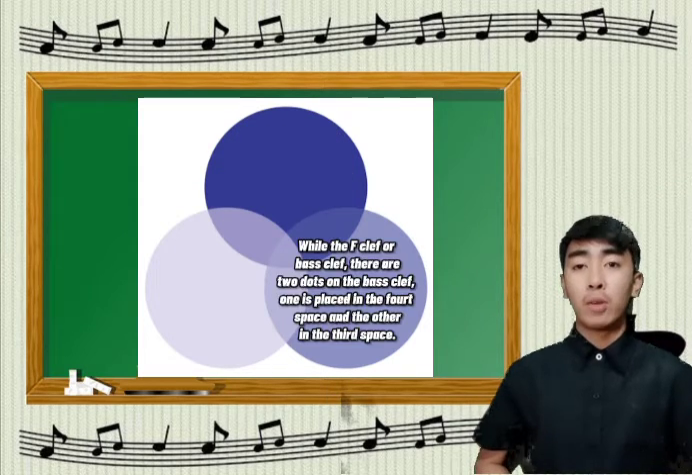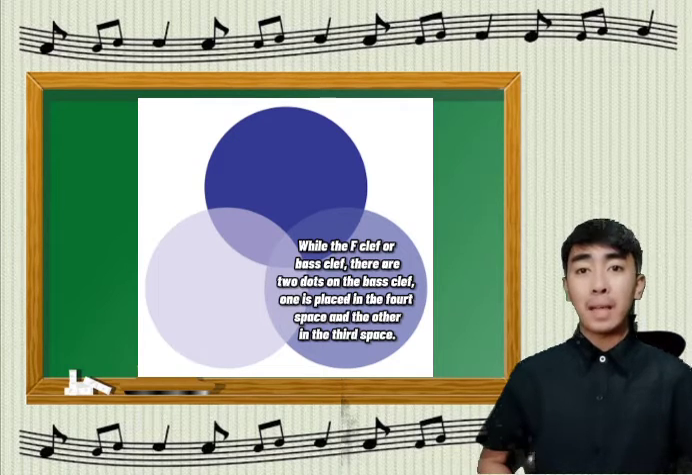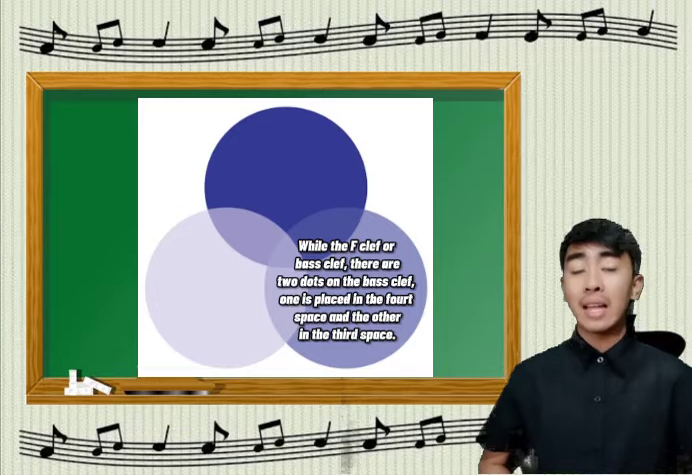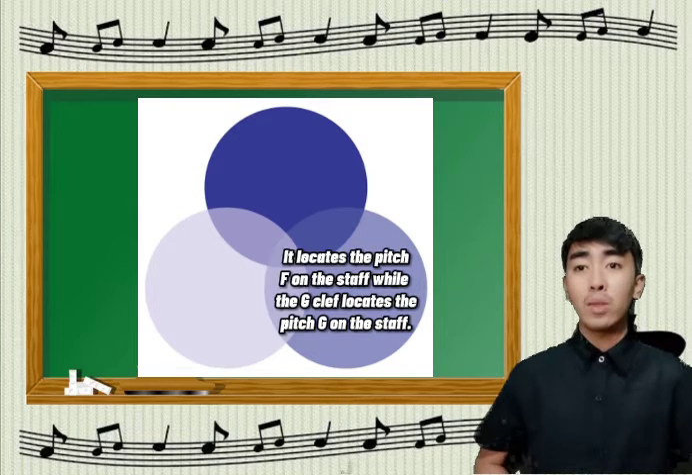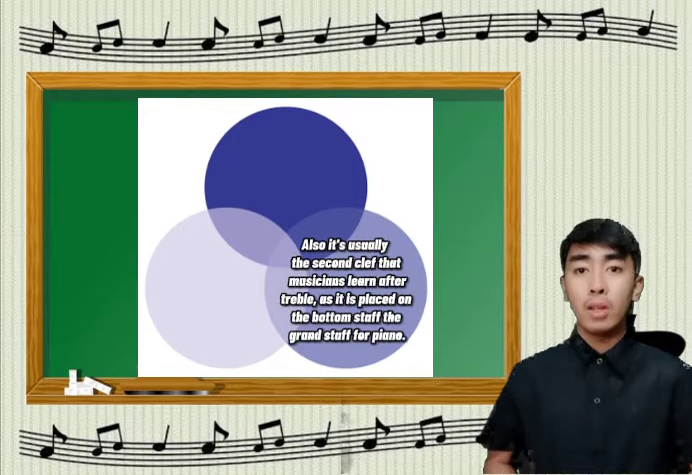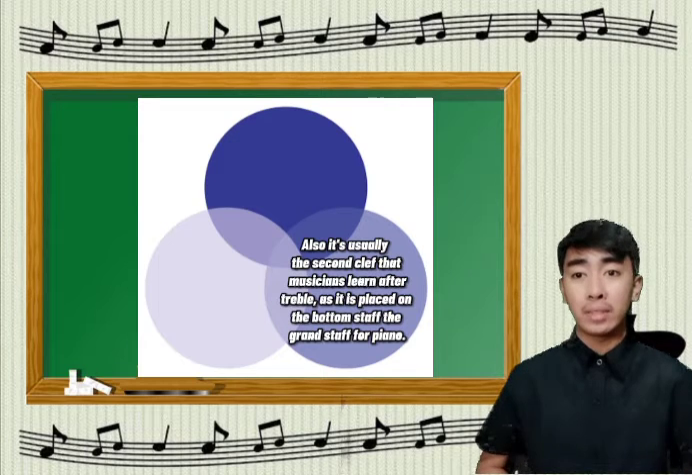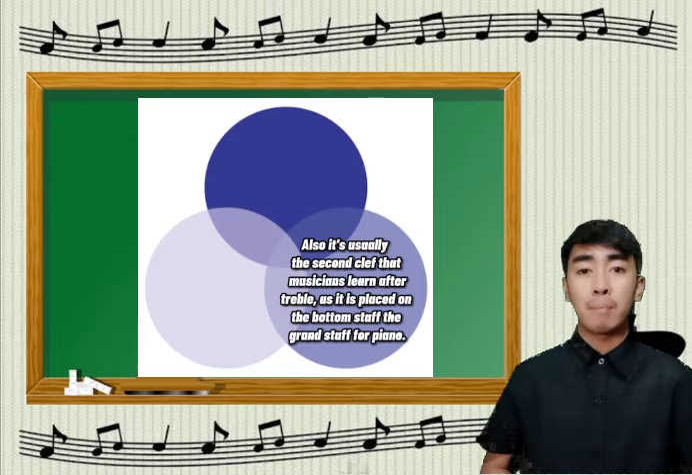While the F clef or bass clef has two dots. One is placed in the fourth space and the other in the third space. It locates the pitch F on the staff, while the G clef locates the pitch G on the staff. Also, it's usually the second clef that musicians learn after treble, as it is placed on the bottom staff in the grand staff for piano.